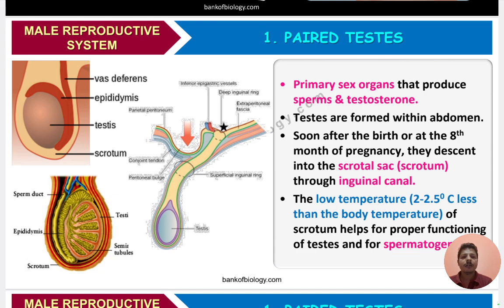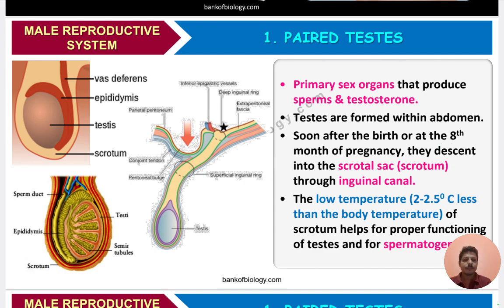So before birth, the testes are present inside the body, that is within the abdomen. Soon after birth or at the 8th month of pregnancy, they come out from the abdomen and are placed outside the abdomen in the scrotal sac or scrotum. Here you can see a pouch-like structure, the scrotum. The inguinal canal is some extra data, and here is the diagram. You can see the superficial inguinal ring.